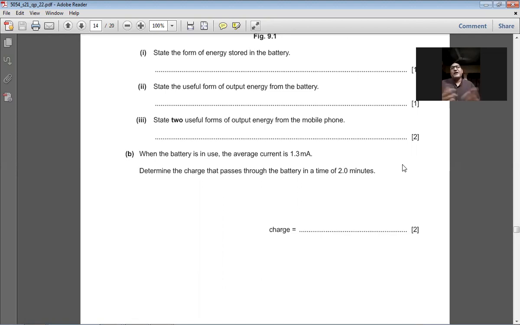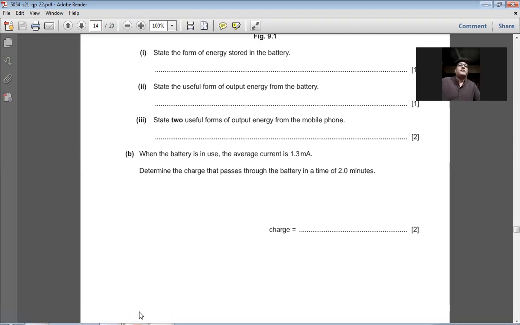The B part is, when the battery is in use, the average current is 1.3 milliampere. Determine the charge that passes through the battery in a time of 2 minutes. Here the current is given, 1.3 milliampere, and the time is given, which is 2 minutes. They want you to find the amount of charge. You know, I equals Q divided by T, where Q is the charge, I is the current, T is the time. To find the charge Q, make Q alone, and it will be equal to I multiply T.